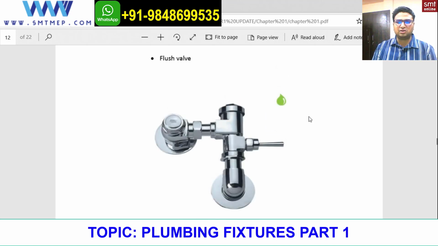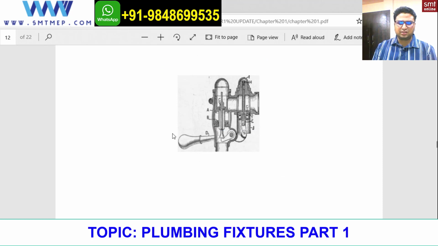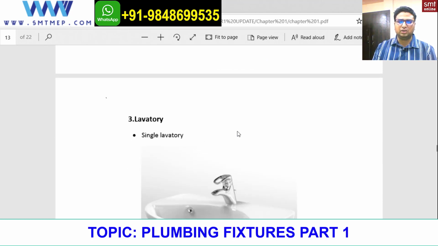This is generally seen with WCs, though not commonly visible, because it will be concealed, so you need to check. It will be directly connected with the pipe, always connected. This is the same mechanism, again for the flushing purpose. So, the flush valve.